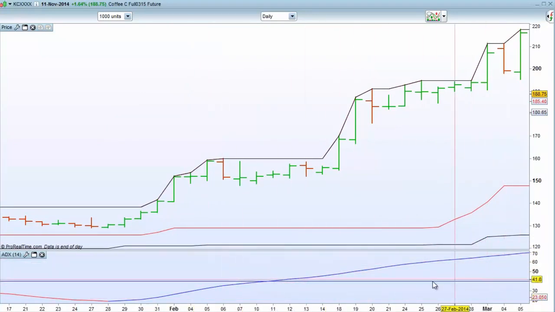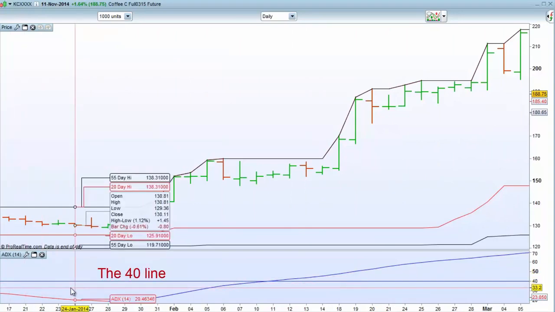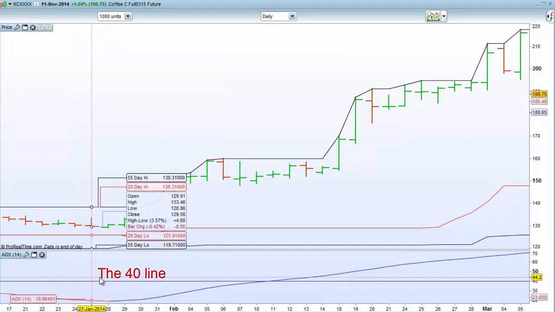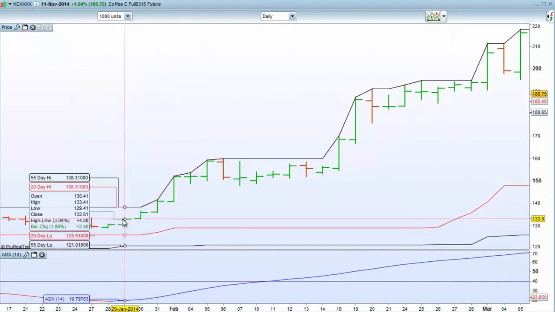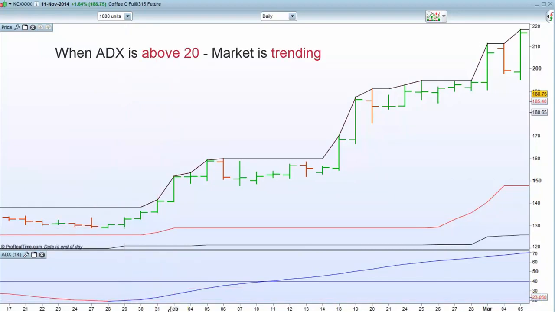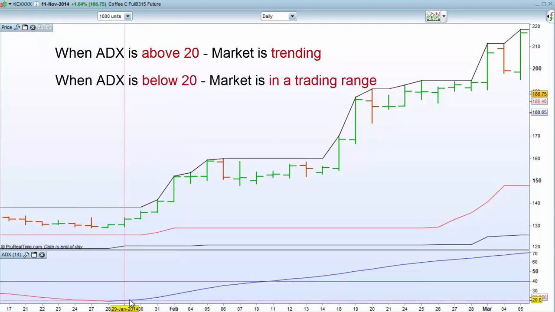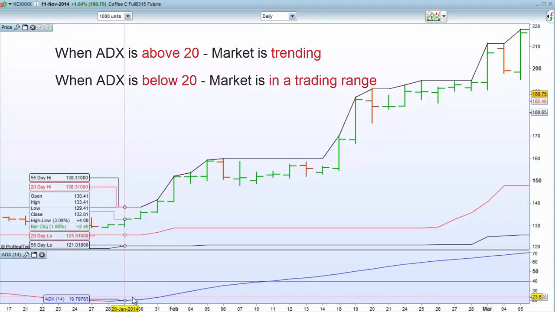So we see here we have a blue horizontal line running across here. This is called the 40 line. Now more on the 40 line in another video, but for now, what I want you to know is that the ADX works on a scale of 0 to 100. Now rarely will you ever see it go above 60, but in this example you see it does go above 60, which is why I showed this to you. Now, when the ADX is above 20, the market is considered to be trending. And when the market is below 20, it is considered to be in a trading range.